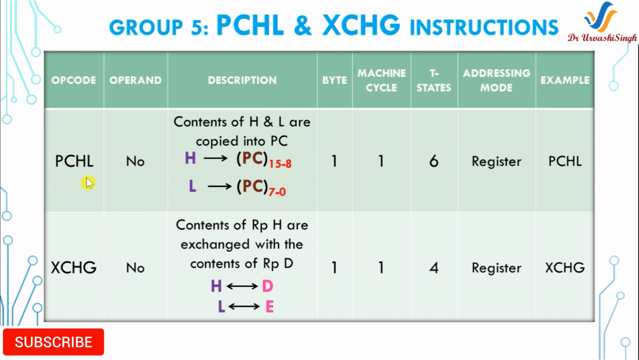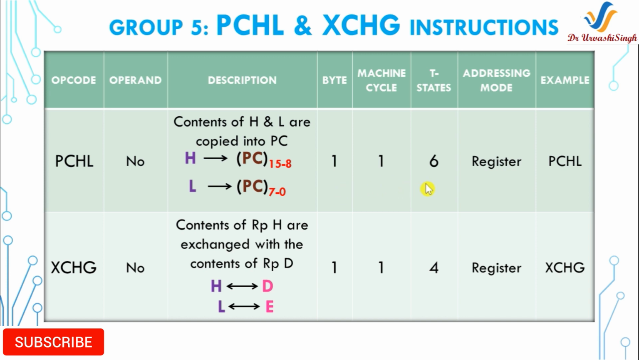The first one is PCHL. In this instruction, here PC stands for the program counter and HL is the HL register pair. This instruction does not require any operand. Here, the contents of H and L registers are copied into the program counter as upper byte and lower byte respectively. It requires only 1 byte of the memory, and that is for the opcode of the instruction.